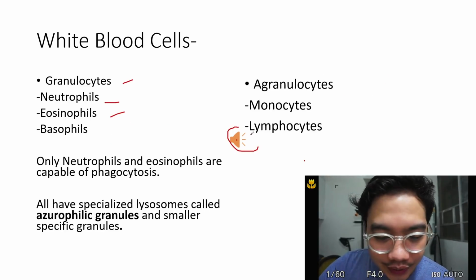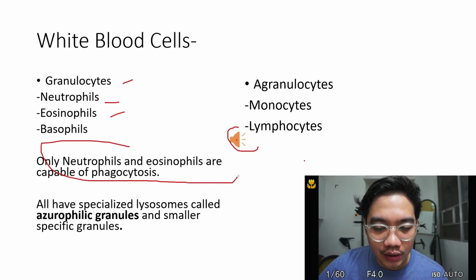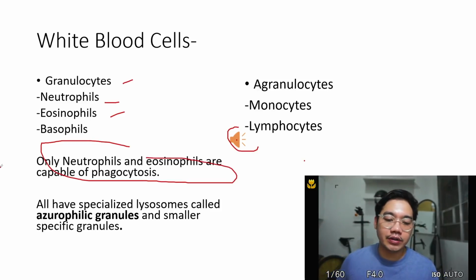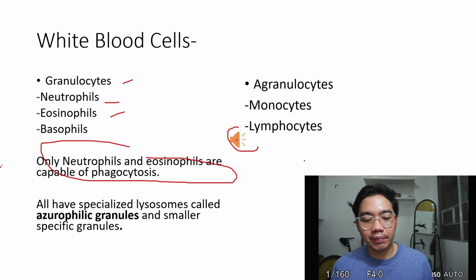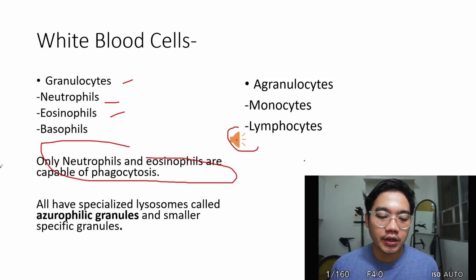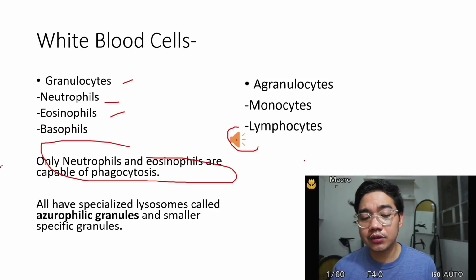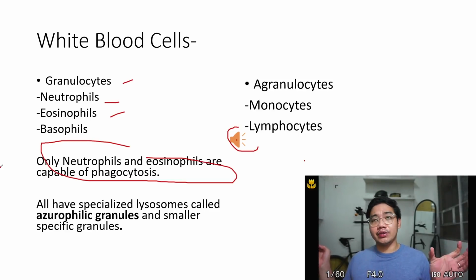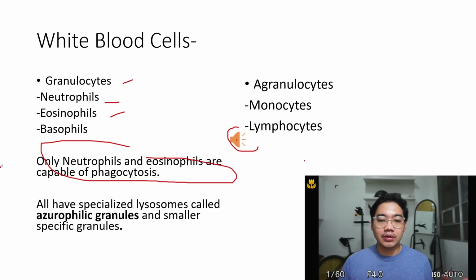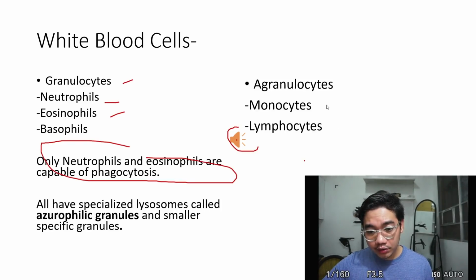No, so here, neutrophils and eosinophils are capable of phagocytosis, but all have specialized lysosomes called azurophilic granules and smaller granules. No? So your granules are just lysosomes. Your lysosomes bind to the phagolysosome. So your neutrophils and eosinophils are capable of phagocytosis. Ha? Your basophils are not involved.